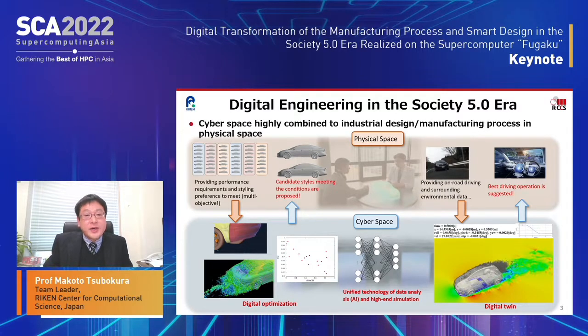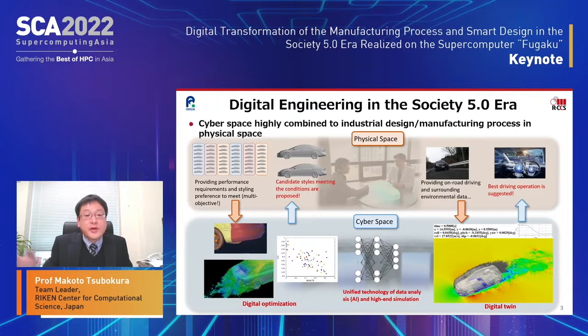In our team at Riken, we are seeking new digital engineering to be realized in this Society 5.0. There, cyberspace below is integrally combined with physical space above, where industrial design and manufacturing actually take place. There are some examples we are now trying to develop on the Fugaku platform with tight collaborations with the automotive industry in Japan. On your left is the digital optimization.